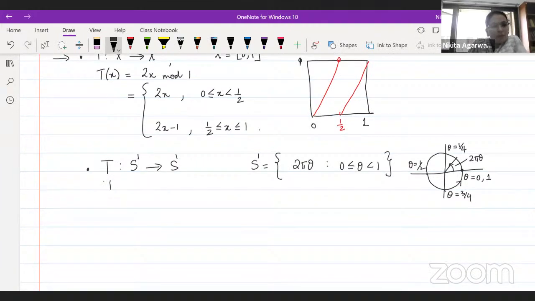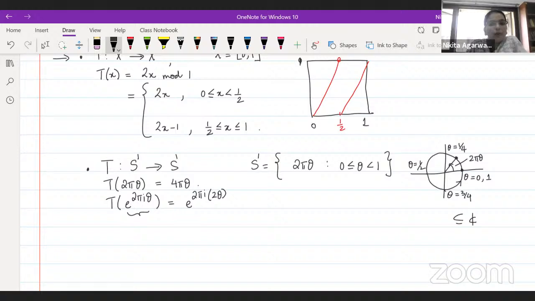So now you consider the map T of 2 pi theta equal to 4 pi theta. This can also be written as T of e^(2 pi i theta) equal to e^(2 pi i 2 theta). So here I'm thinking of a point on the circle, sitting inside the complex plane, and I'm viewing this point as a complex number with modulus 1. So what is this map doing?